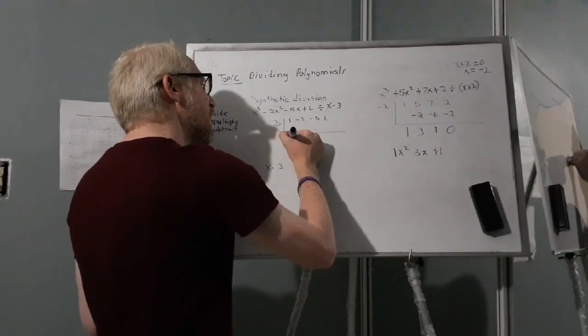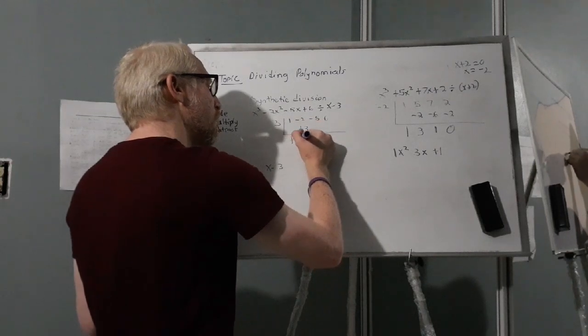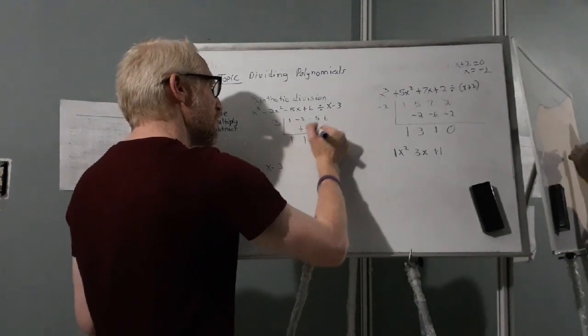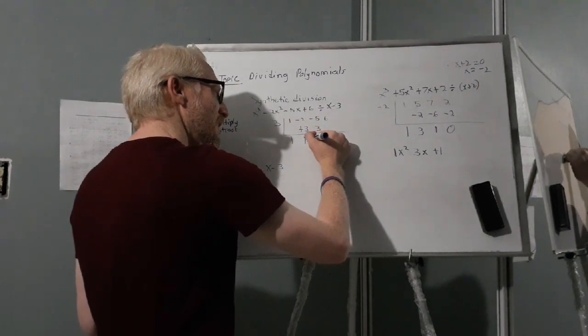So I bring down the 1. 3 times 1 is 3, so negative 2 plus 3 equals 1. And then 3 times 1 is 3. So negative 5 plus 3 is actually negative 2.